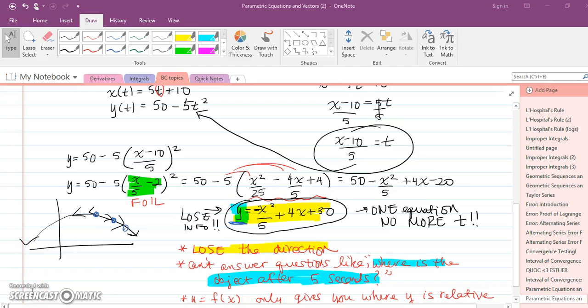This is part 2 of the parametric and vector video. I want to show you something on the graphing calculator here, since you do need to be comfortable doing parametrics and vectors on the graphing calculator.